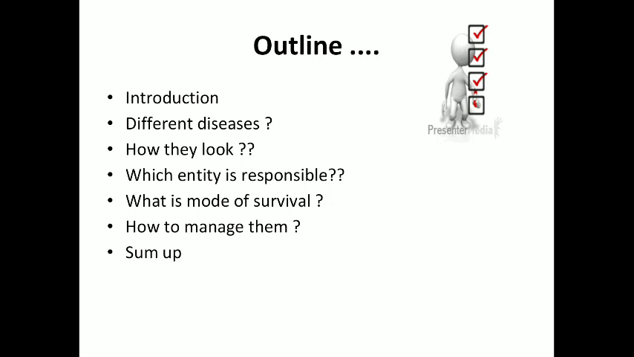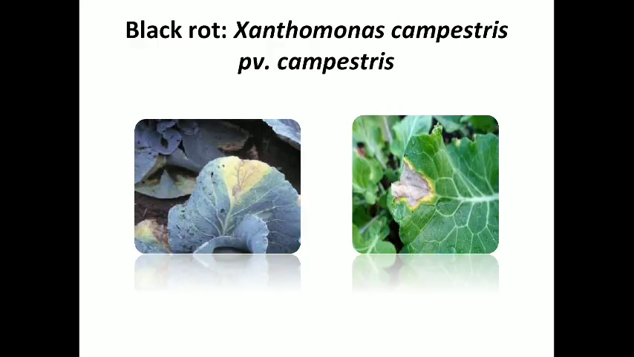So, what are the different diseases which attack cruciferous crops? How to identify them? That is symptom, which pathogen is responsible for causing the disease, and in which form the structures survive. And the last one, that is management, and next, that is conclusion. So let's see one by one.